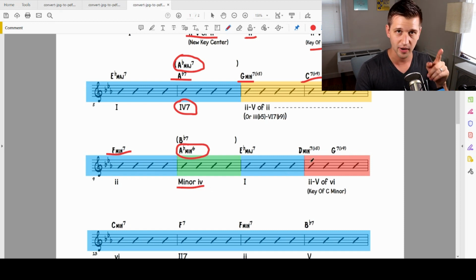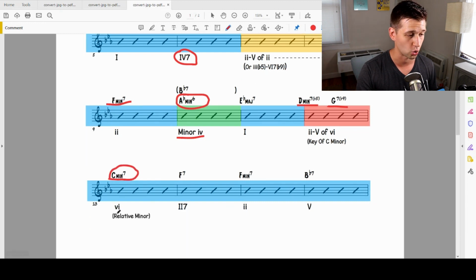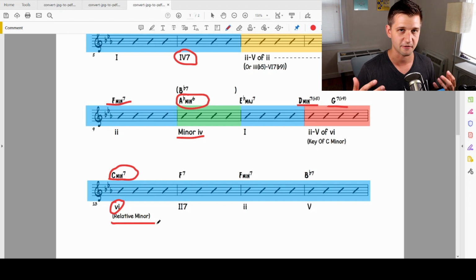Now, our good friend, the movement to the relative minor, happens here. D minor 7 flat 5, G7 to C minor 7, which is, of course, the 6th chord, and I have it written right there. This is the relative minor, and we saw this happen in Autumn Leaves, which is why this is super important to understand this concept.